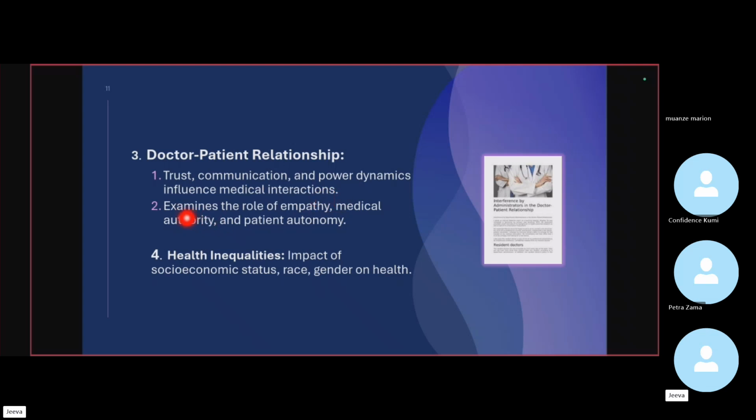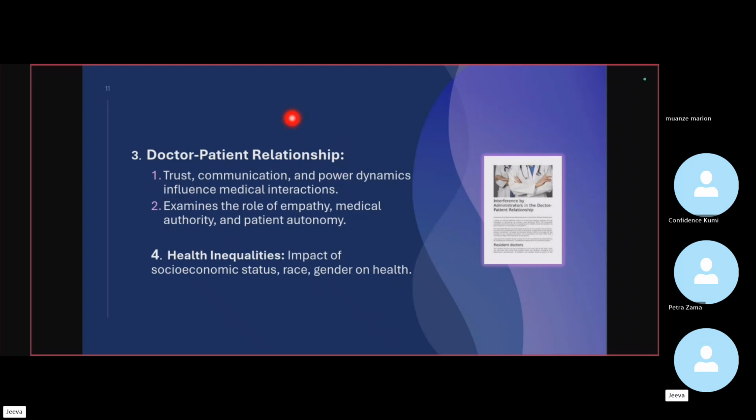Then your medical sociology will also examine the role of empathy. You should always show empathy to your patients. Then there are the medical authorities, and you should always respect your patient's autonomy. Patient autonomy means your patient's interest. If the patient wants to undergo the treatment, then you should respect that. If the patient doesn't want to undergo the treatment, that also should be respected by your medical profession. So that is how you build up a doctor-patient relationship.